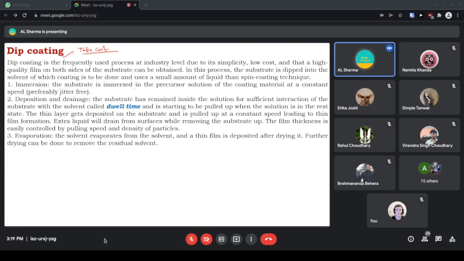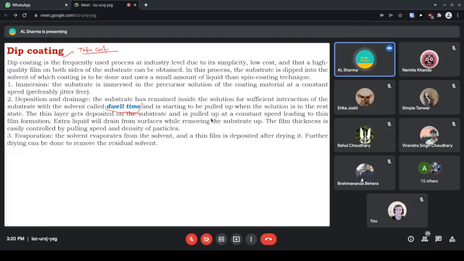Immersion: the substrate is immersed in the precursor solution of the coating material at a constant speed, preferably jitter-free. And second, deposition and drainage. The substrate remains inside the solution for sufficient interaction of the substrate with the solvent, called the dwell time. Then it starts to be pulled up when the solution is in the rest state. The thin layer gets deposited on the substrate and is pulled up at a constant speed, leading to thin film formation. Extra liquid will drain from the surface while removing the substrate.